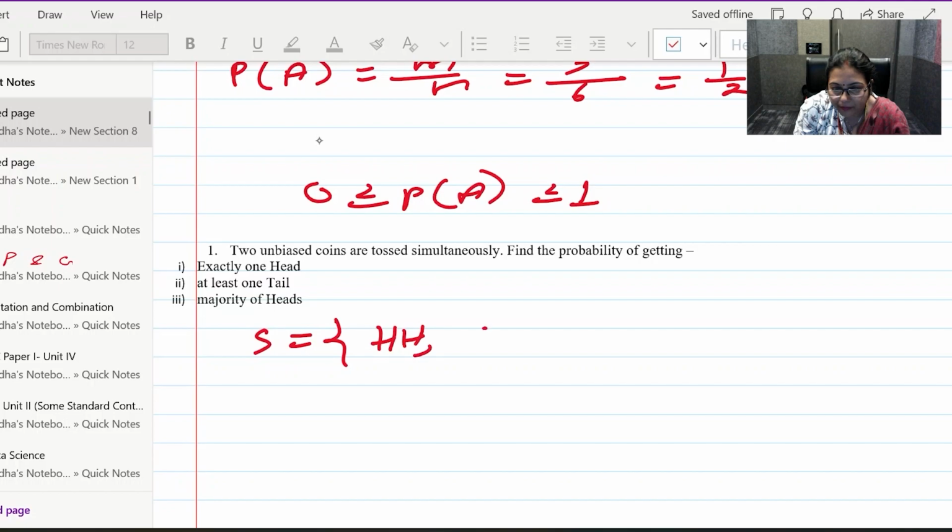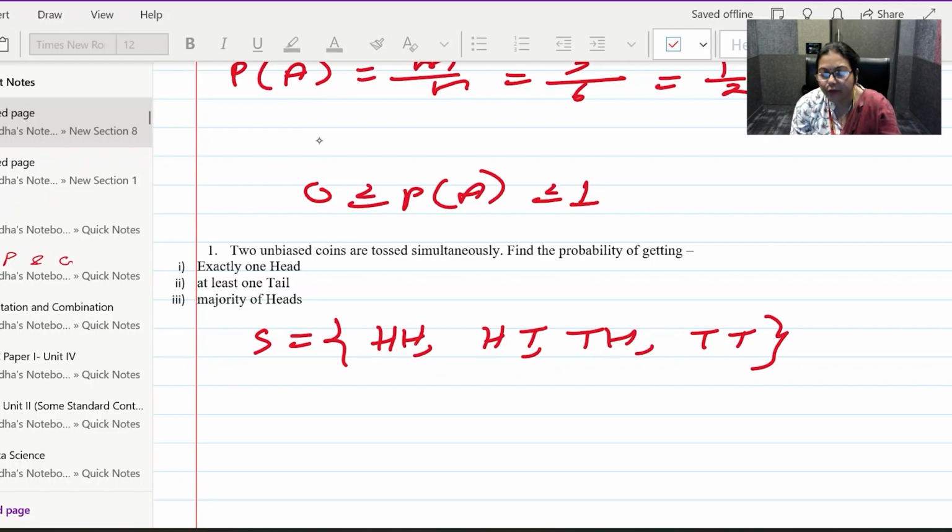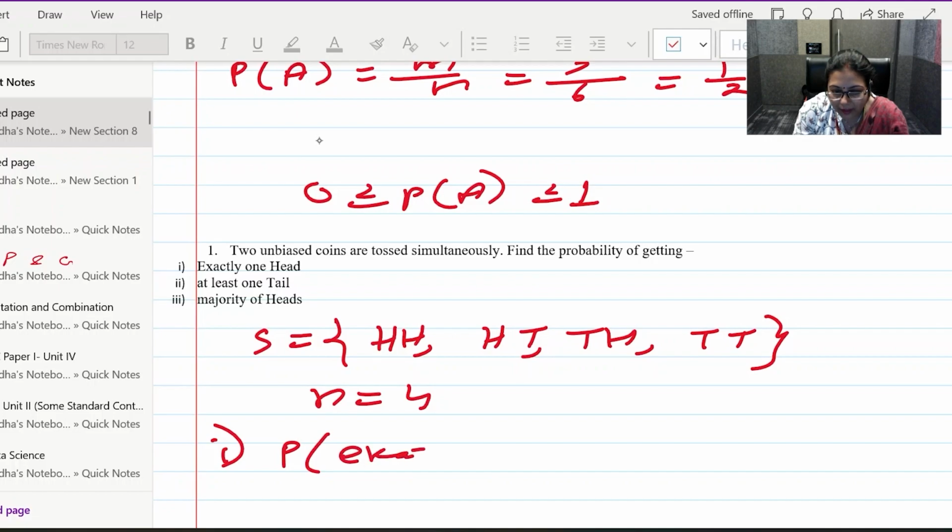Head, head, head, tail, tail, head and tail, tail. So how many outcomes are there? 4 outcomes are there. So I will write here n equal to 4, as there are 4 outcomes in the random experiment. Now first question, probability of exactly one head.